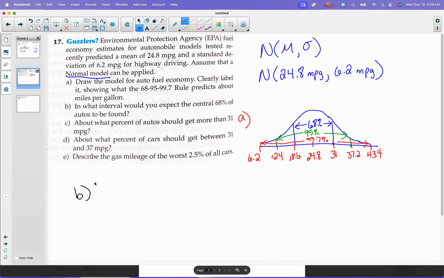Part B, in what interval would you expect the central 68% of autos to be found? Well, we've already identified that. So it would be the interval between 18.6 and 31 miles per gallon. Part C, about what percent of autos should get more than 31? So let's see where that more than 31 is. More than 31 is this region here.